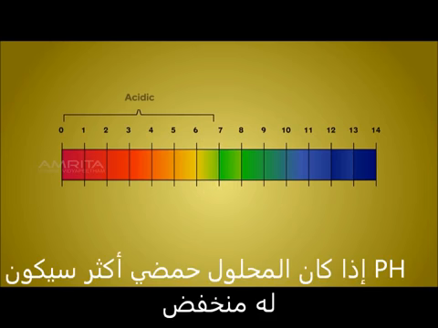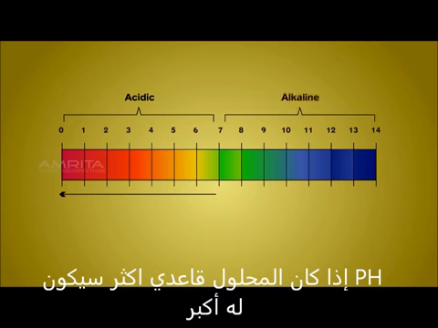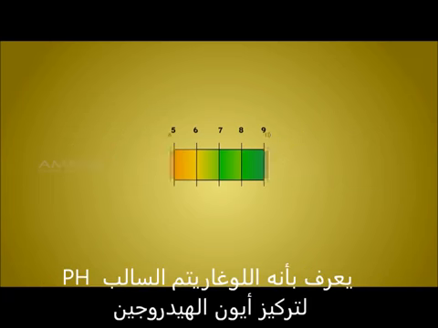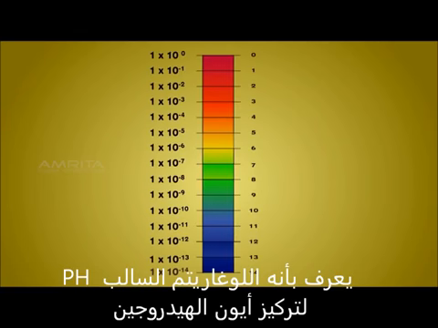If the solution is more acidic, the pH will be very low. If the solution is more basic, the pH will be very high. pH is defined as the negative logarithm of hydrogen ion concentration.